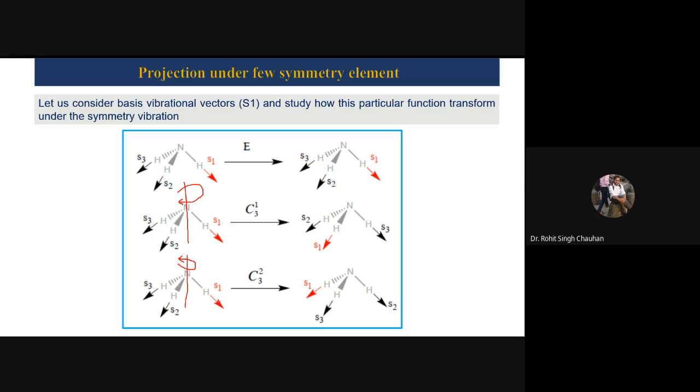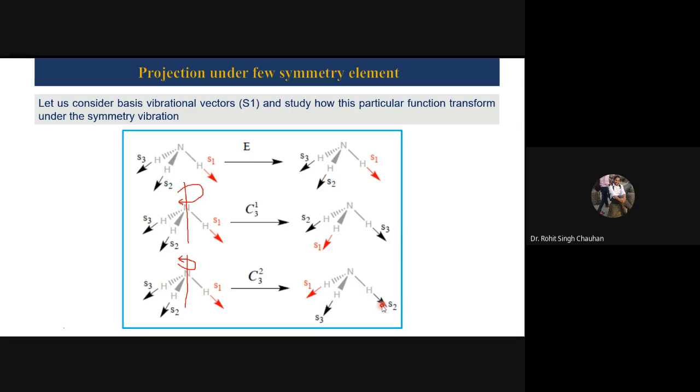What would happen to this S1? Now S1 will turn up to this. If you rotate it, it will come in this direction, right? So that's why we have an S1 here. Now S3 will switch to S2. So this is S3 and S2 will lie down here. That's why it is S2.